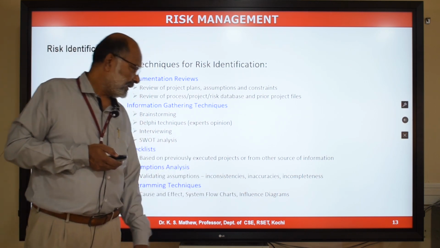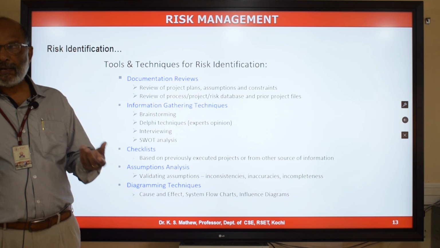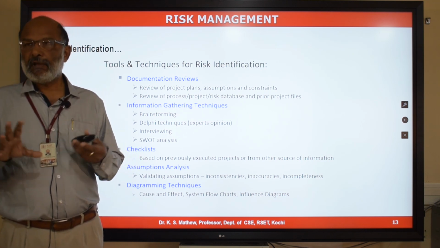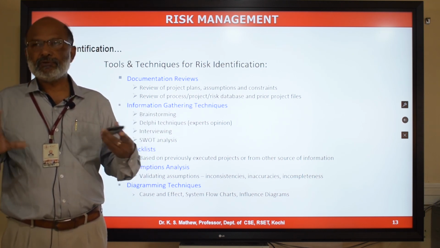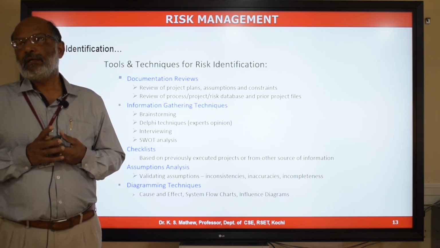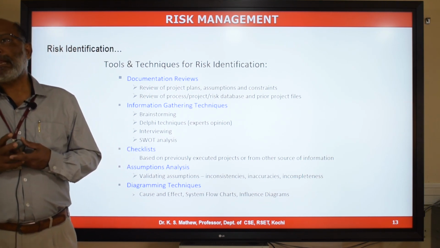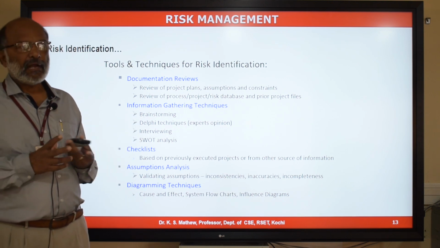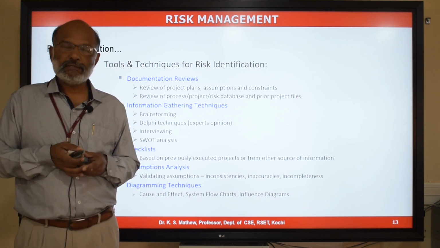And there is a type of diagram called influence diagram, which depicts various factors in the environment that are going to have an influence on the output or the project objective. So that will help you to identify risk related to some of the environmental factors that may have an influence on your project outcome.